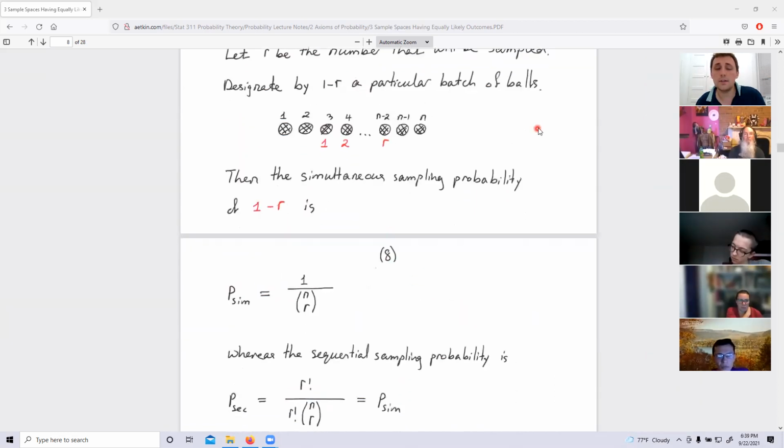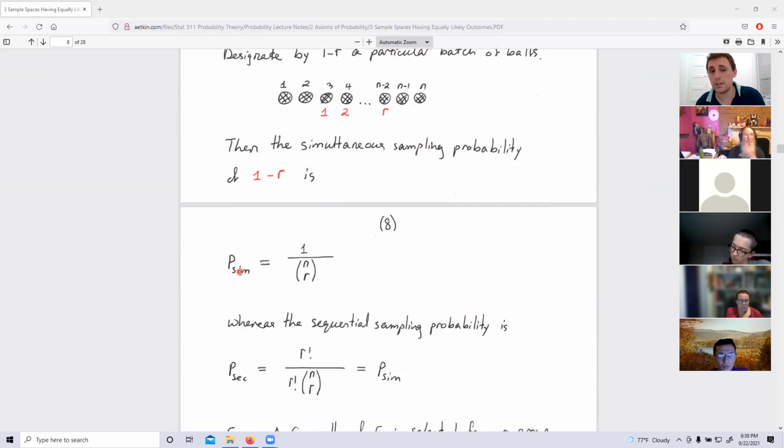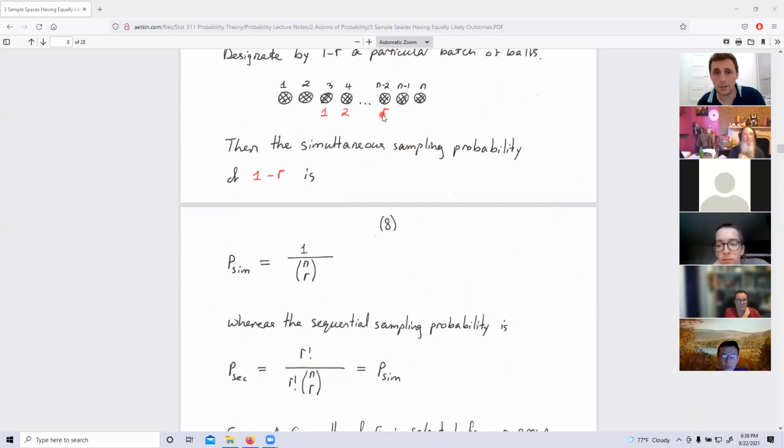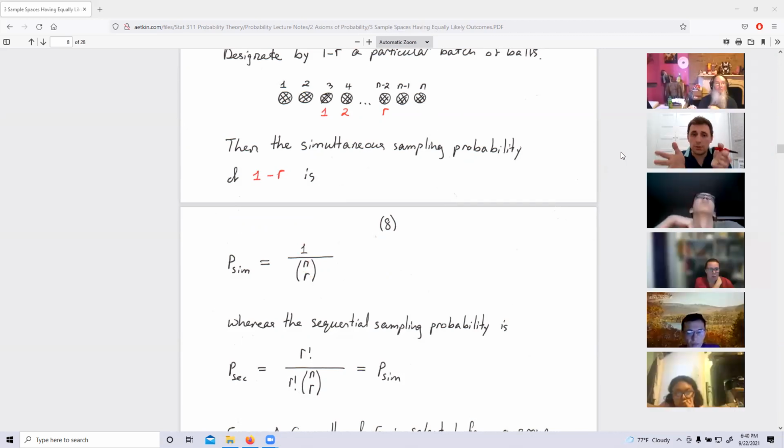So the probability of simultaneous selection of having 1, 2, and R, it's 1 out of all the possibilities. If I choose R of them, all the possibilities are N choose R. Do you agree? Right, so the probability I picked balls that are labeled with the red numbers simultaneously is 1 over N choose R, because I could have picked simultaneously any choice of any R balls.